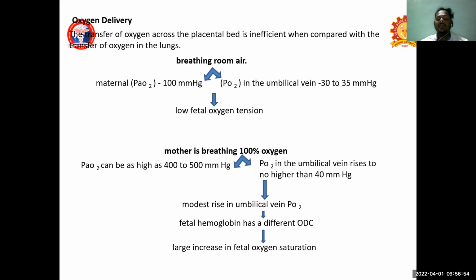Hence, if mother is breathing 100% oxygen, PO2 of maternal blood can increase to 400 to 500 millimeters of mercury. But umbilical vein will have a partial pressure not more than 40 millimeters of mercury. There will be a very modest rise in umbilical venous partial pressure of oxygen. But fetal hemoglobin has a different ODC, so there will be a large increase in fetal oxygen saturation based on the fetal ODC curve.